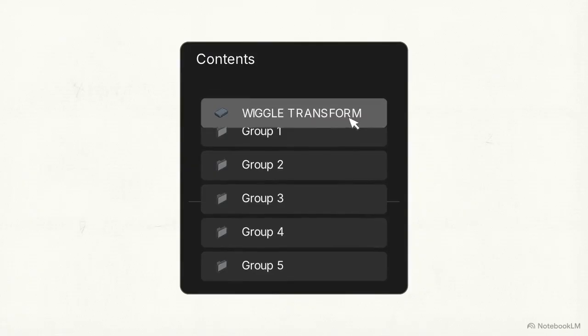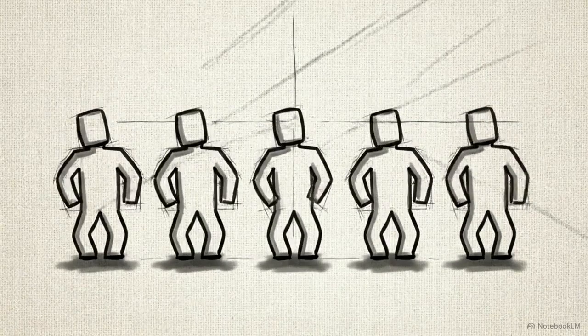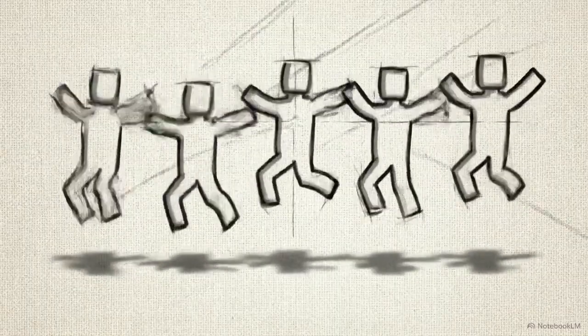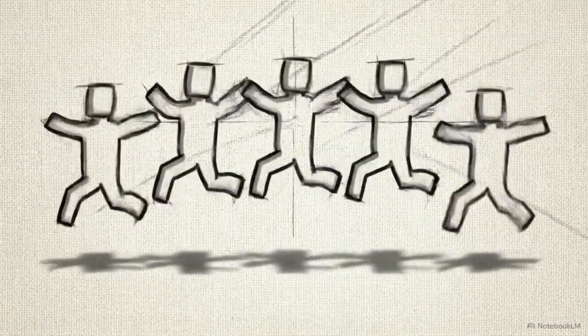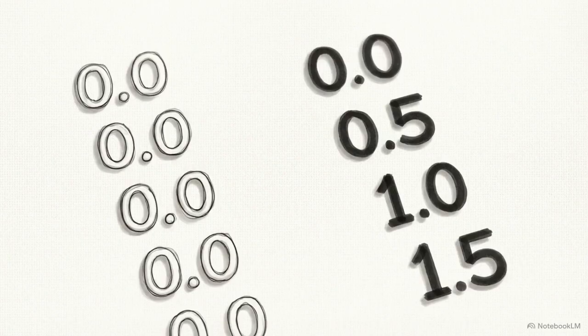The wiggle transform must be dragged down past all your shape groups, so it sits at the very bottom of the contents list. With the engine running, your baseline result will look very rigid. Every single shape will jump together in exact unison, acting like robotic clones. That raw computational power is useless on its own. To get organic movement, we need an intelligent offset system.